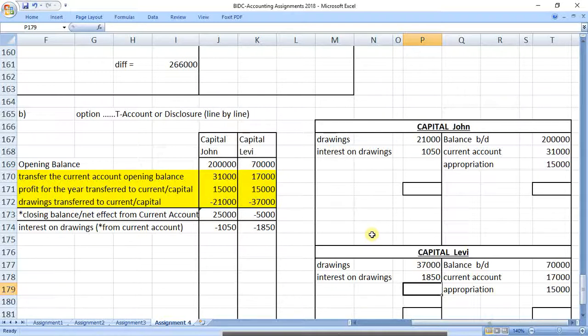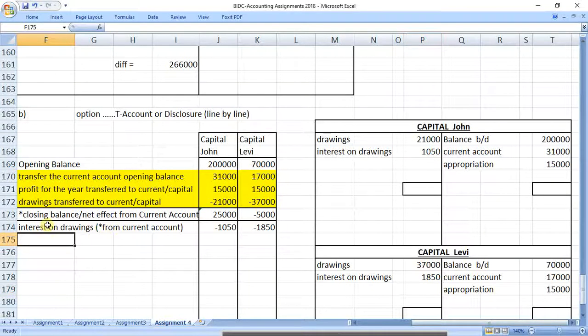Okay. What's the next one? Point 3. Where are we at? Interest, no. Point 3. What is closing balance? Point 3. Interest to be allowed at 10% of the capital. What is that going to do to the capital? Increase it by affecting the current account.